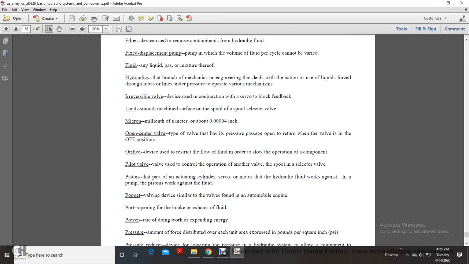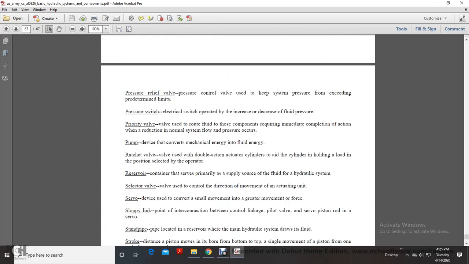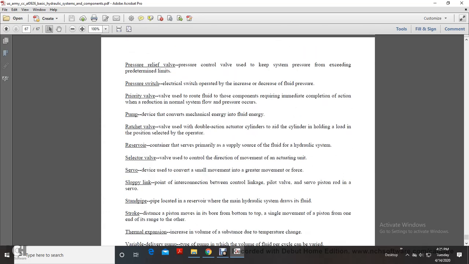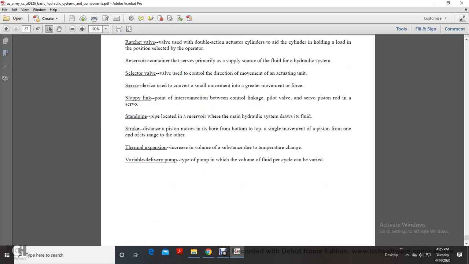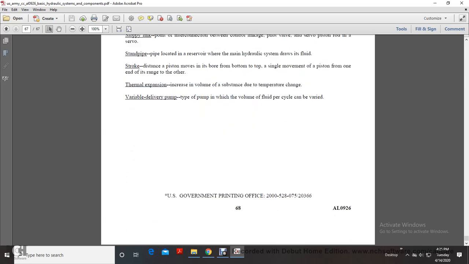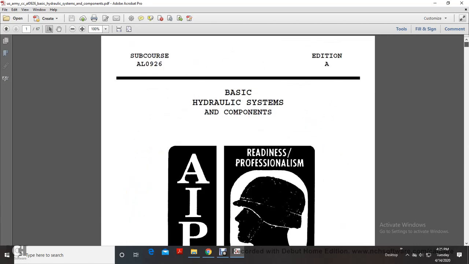And we were going to look up the one that it wanted. I believe it was L. Standpipe is located in the reservoir where the main hydraulic system draws its fluid. And that completes the book on basic hydraulic systems and components, subcourse AL0926 edition A.